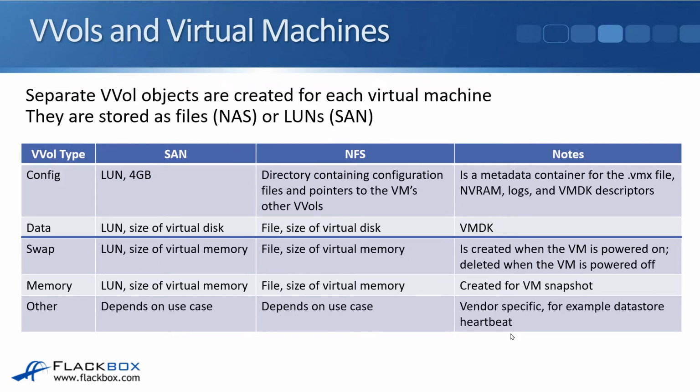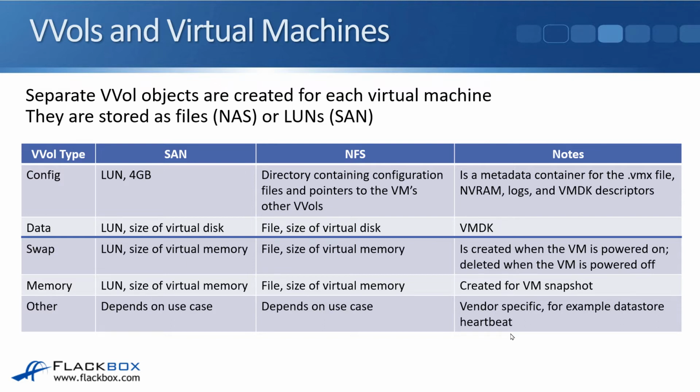If your ESXi hosts are connecting to the VVol data store using NFS, then the VVol objects will be stored as files. If they're connecting with a SAN protocol, then each of the objects will be stored as a separate LUN. So let's look at the different objects. Each different virtual machine is going to have these same VVol objects making up that virtual machine.